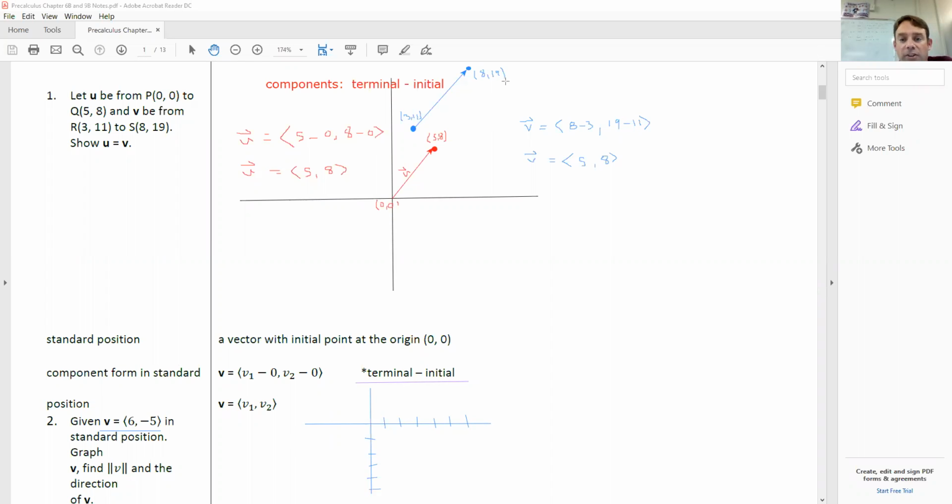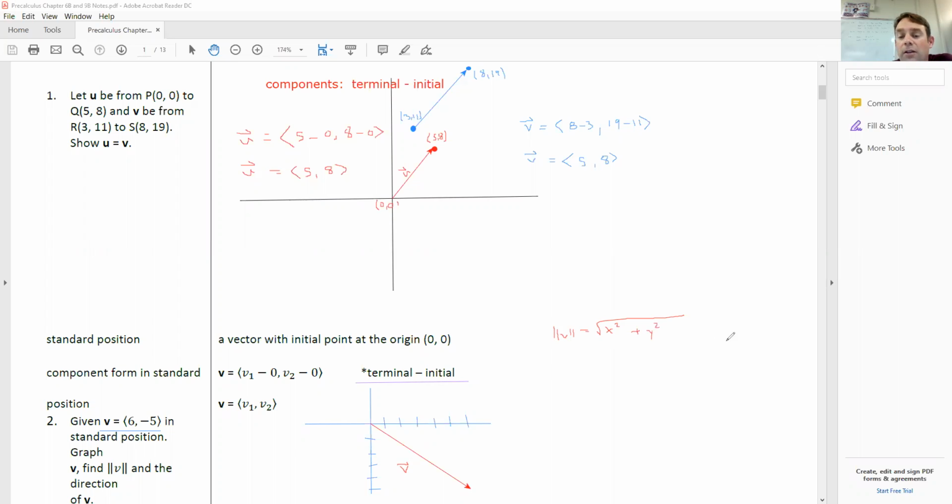So (6, -5). That means it's going to start at (0, 0), since it's in component form, and it's going to end at the point (6, -5). So it'll be right about here. So there's vector v. If I want to find the magnitude of vector v, that's basically doing the Pythagorean theorem. So I'm going to take x squared plus y squared.